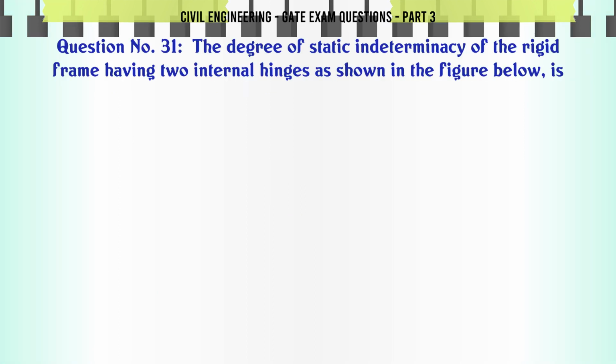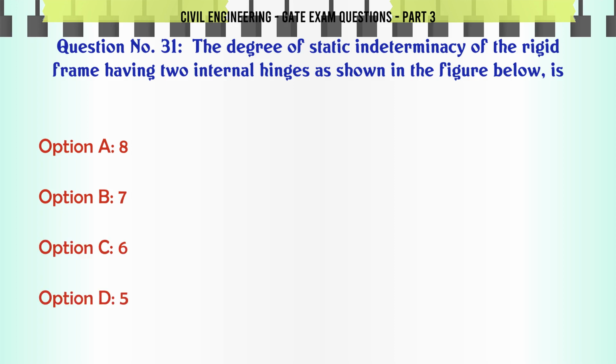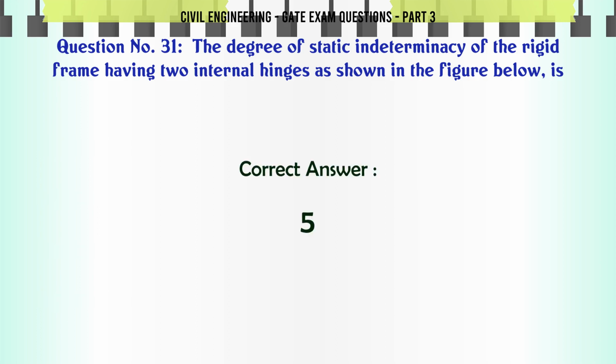The degree of static indeterminacy of the rigid frame having two internal hinges as shown in the figure below is: A, 8; B, 7; C, 6; D, 5. The correct answer is 5.